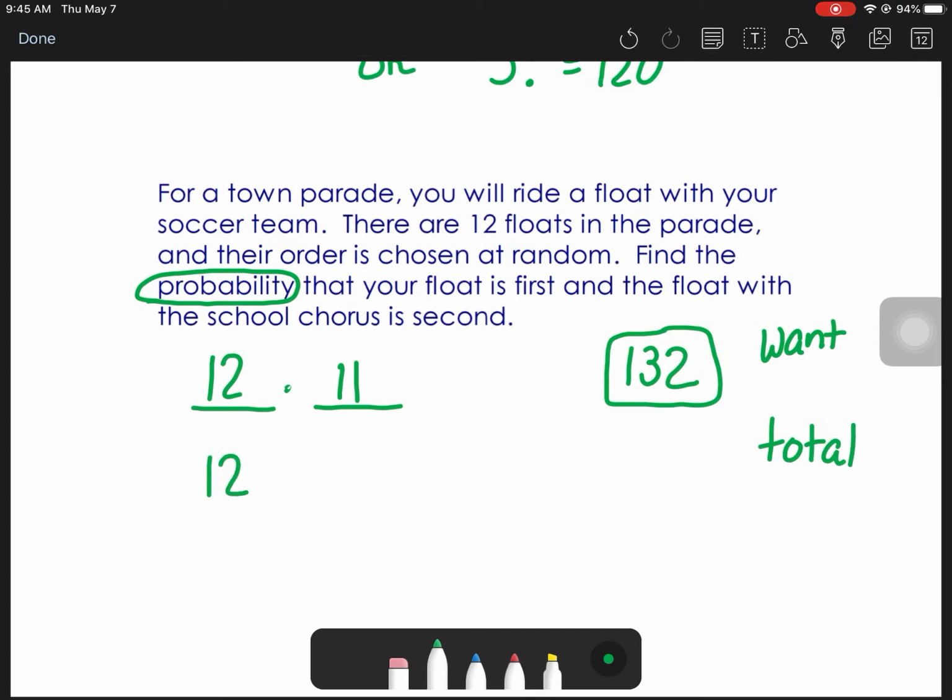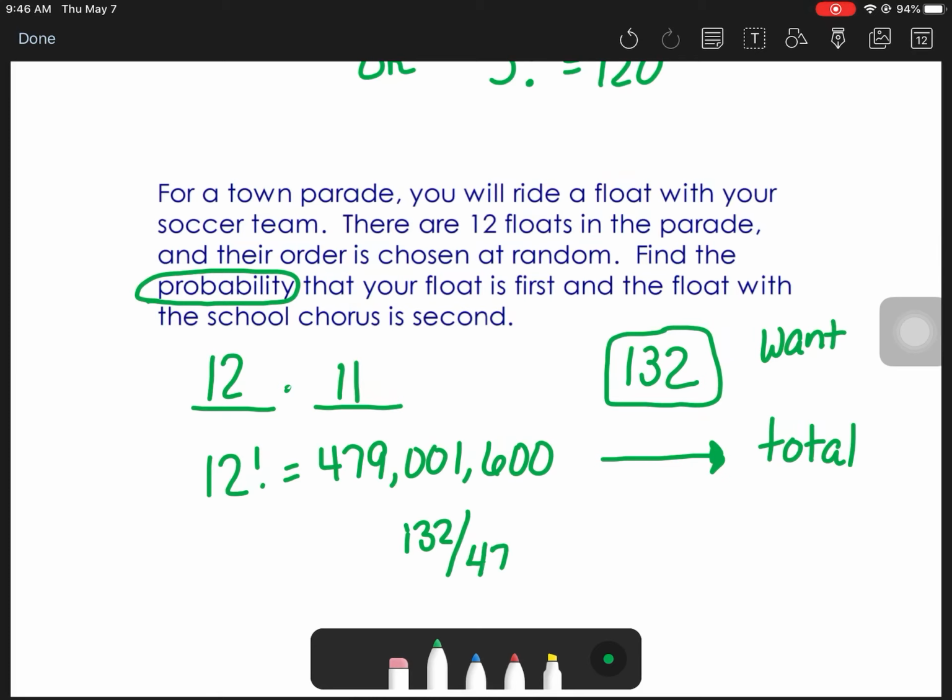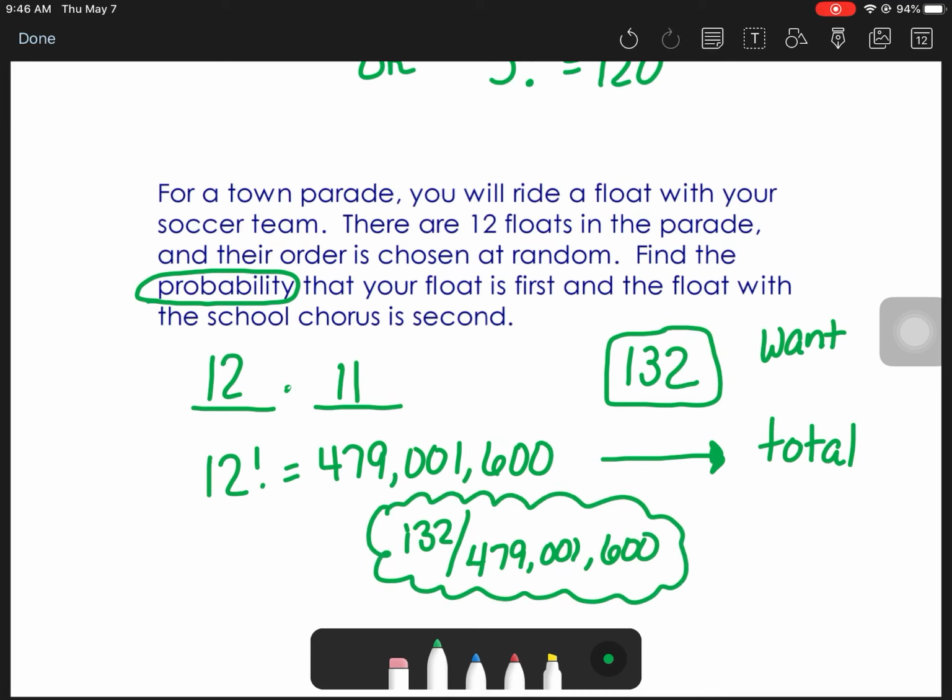So the total is going to be 12 factorial for the total amount of orders that we could do in the parade. And that is a huge number. You can put it in your calculator or use Desmos. 479,001,600 different ways that you could make the arrangements in the parade. So to find that, we would take 132 divided by 479,001,600, and that would be the probability that your float would be first and the chorus would be second.